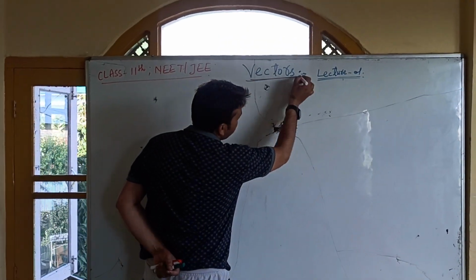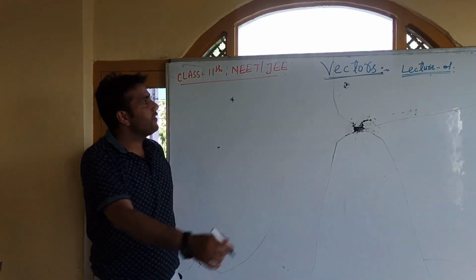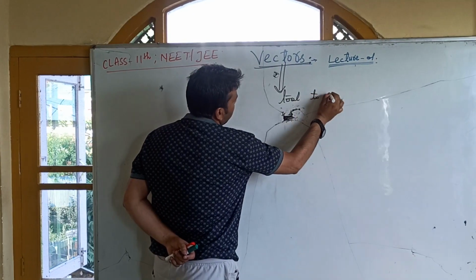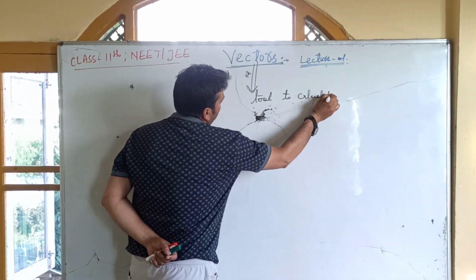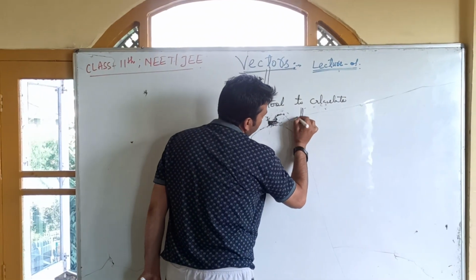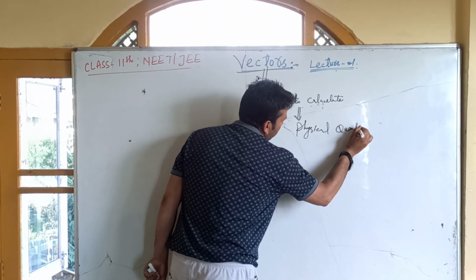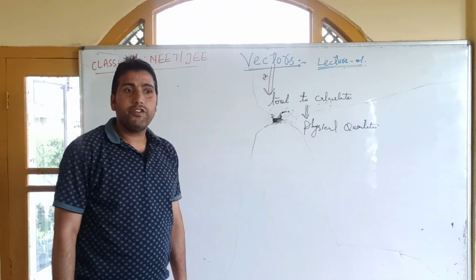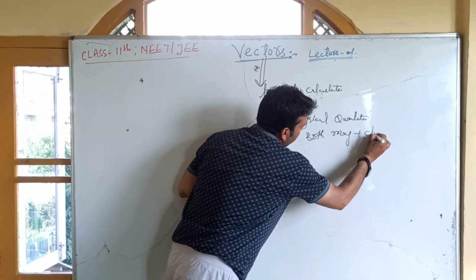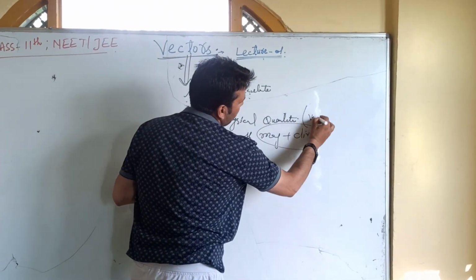Today's lecture discusses vectors, beta. Vectors, what do we mean by vectors? In a real sense, a vector is a tool to calculate. Vectors are simply a tool to calculate. For what? To calculate physical quantities which have both magnitude and direction. That is what we call vector quantities.